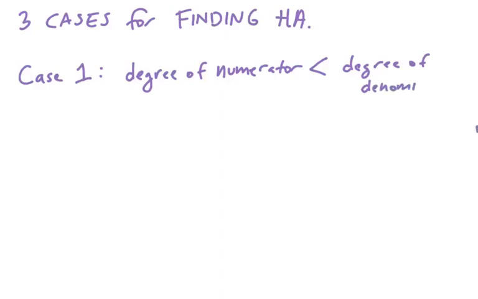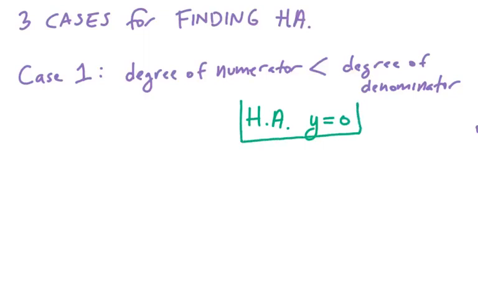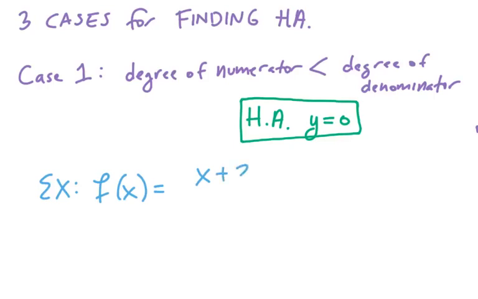And I'm going to give an example right away just to clarify. In this case, automatically the horizontal asymptote will be y equals 0, automatically. So this is a pretty straightforward case. And we'll see why. So as an example, let's say that we were given f of x equals x plus 2 divided by x squared plus 5x plus 4.